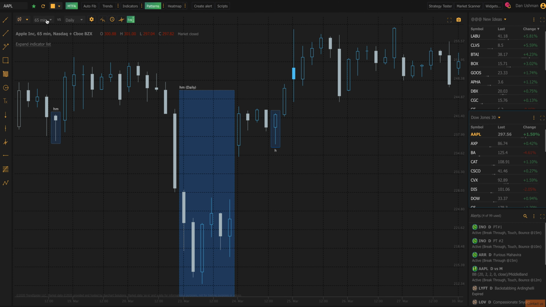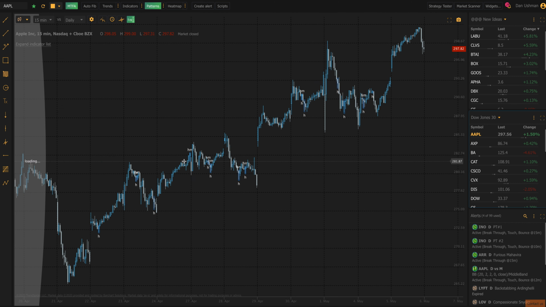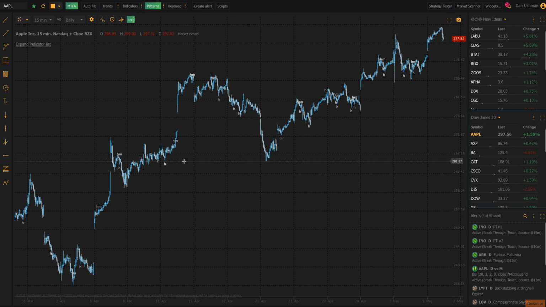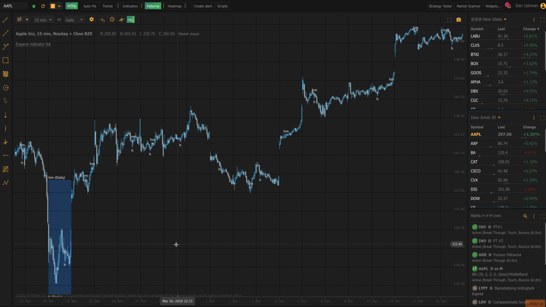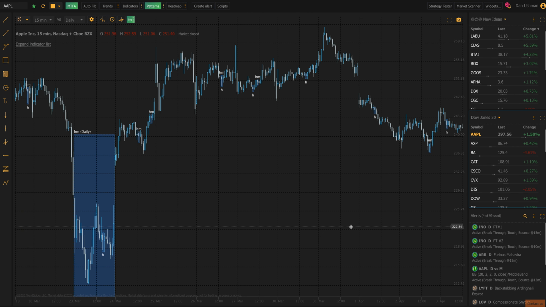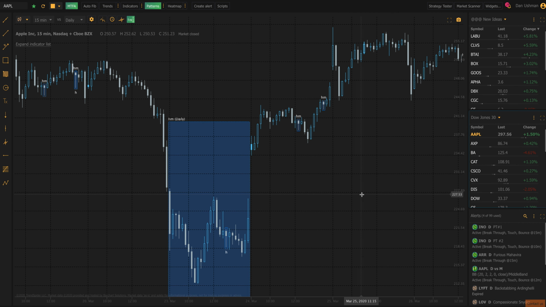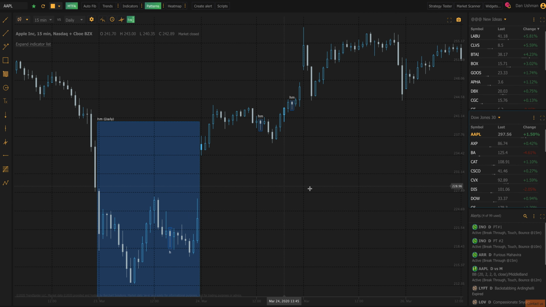No other tool lets you do that from the 65-minute chart. And you can even go further. Let's say I zoom into a 15-minute chart, right? And I zoom all the way out. And I'm going to have to go back quite a bit here because quite a bit of time has passed. And I can then see what this particular daily hammer looked like on a 15-minute chart.